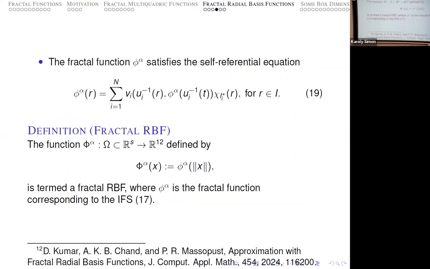But I have to define the fractal function over an arbitrary domain, so this is over R^n. This radial basis function is from R^n to R, so it has to be defined in this manner: Phi_alpha(x) equals the small phi_alpha, which is already defined. This function is a function in one dimension, so you have to write phi_alpha of the norm of x. This is termed the fractal radial basis function, where phi_alpha is a fractal function corresponding to the previous IFS.